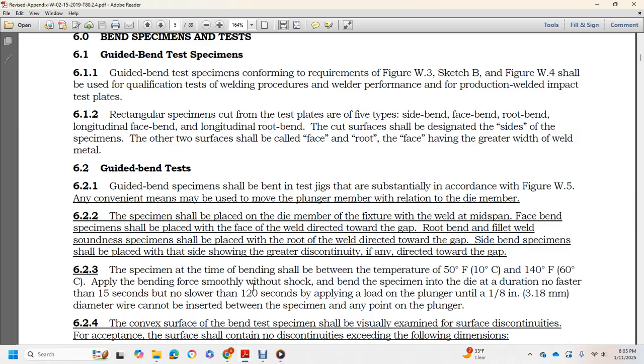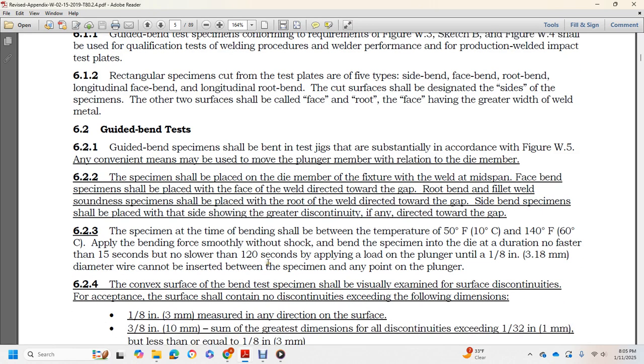6.2.3. The specimen at the time of bending shall be between the temperatures of 50 degrees Fahrenheit and 140 degrees Fahrenheit. Apply the bend test smoothly without shock, bending the specimen into the die in a duration no faster than 15 seconds and no slower than 120 seconds, by applying a load on the plunger until a 1/8 of an inch diameter wire cannot be inserted between the specimen and the plunger at any point.